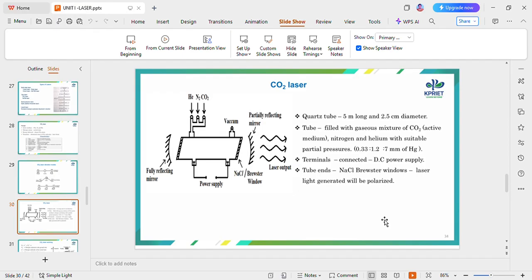So this is the construction of the carbon dioxide laser. We have a quartz tube about 5 meters long and 2.5 centimeters in diameter, filled with a gaseous mixture of carbon dioxide, nitrogen and helium with suitable partial pressures of 0.33, 1.2 and 7 mm of mercury. The cathode and anode are connected to a DC power supply, and the tube ends have sodium chloride Brewster windows, so it can be used as an optical resonator. The laser light generated is polarized with the help of these sodium chloride Brewster windows. We also have a vacuum inlet, gas inlet and outlet.